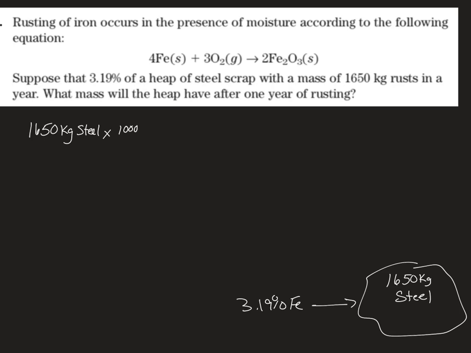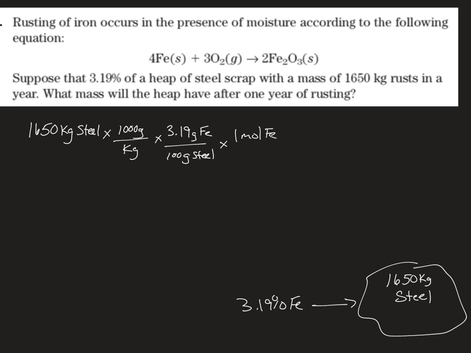So we're going to convert to grams first. Then we're going to turn that percentage into a conversion factor. And that's easy, 3.19 grams of iron per 100 grams of steel. It's the part out of the whole thing, or it's the amount out of 100.